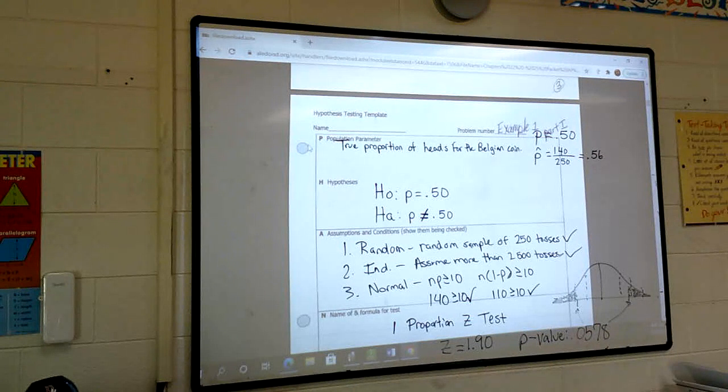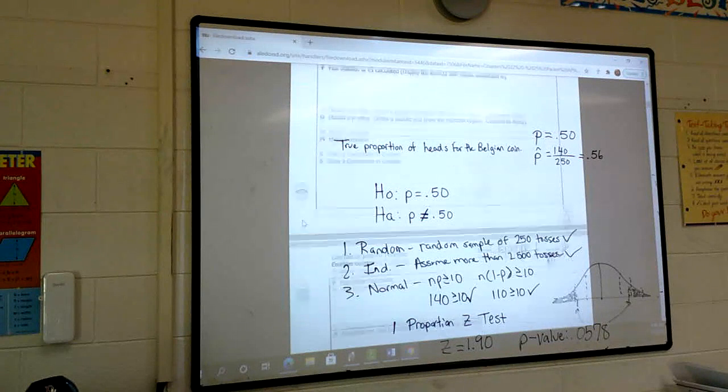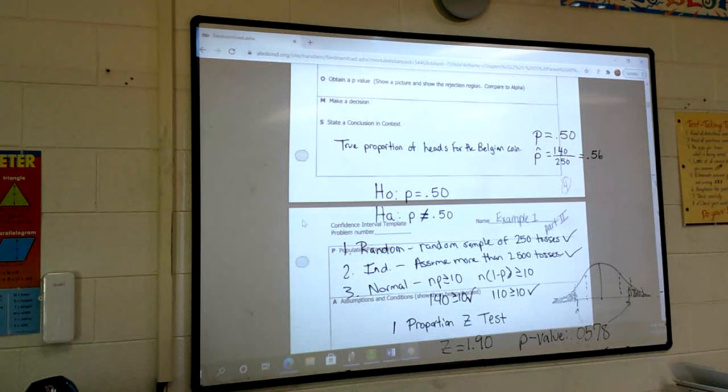We know it's normal because the number of successes we had was 140, which is greater than 10. The number of failures we had was 110, which is greater than 10. So we run a 1 proportion z-test. We get a z-score of 1.90. We get a p-value of 0.0578. There's where it's shaded. There's the proportion, the 0.0578. And now we're ready to make our decision. So we go down to M and S, which is make the decision and state the conclusion.